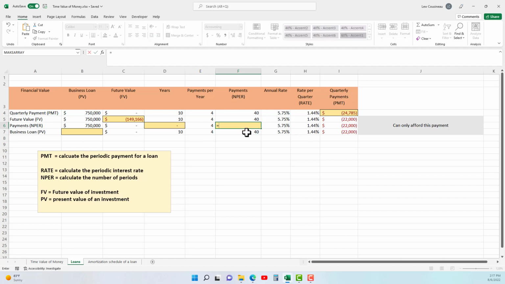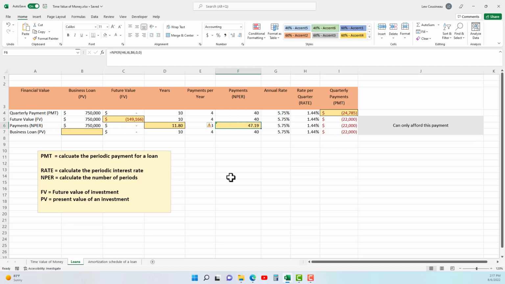So right here, we need our NPER function. How many periods is it going to take? So what's our rate? 1.44%. What's our payment? $22,000, because it's all we can afford. What's the present value? $750,000. What is the future value? Well, we want to pay it down to zero. So it's zero. So you could either skip it or put zero or type whatever. And then again, because it's a loan, we're going to put in a zero here.